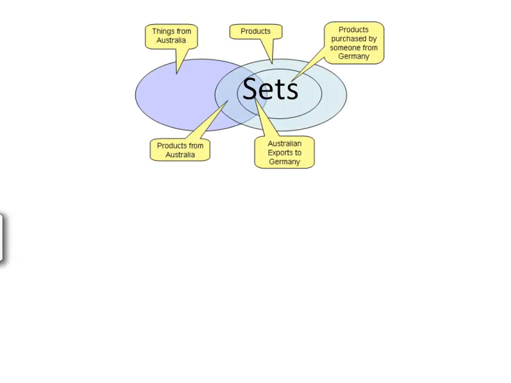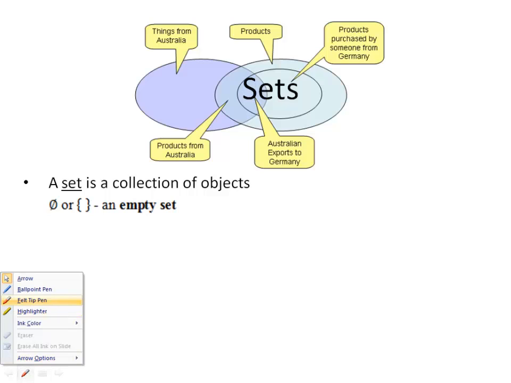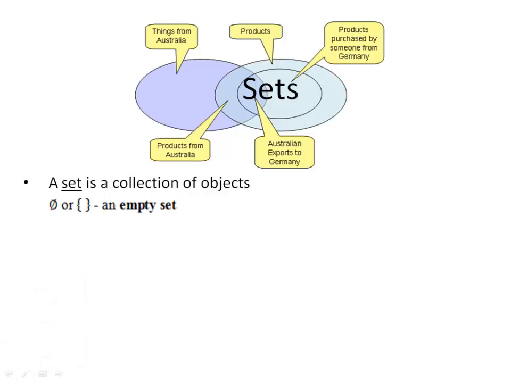This lesson is all about sets. Sets are collections of objects, items, products, etc. If you don't have any of those items in your set or collection, it's called an empty set. That is notated by a circle with a cross through it or an empty set of brackets. Do not combine the symbols, because if you write a set with an empty set in it, it's no longer empty, technically speaking. So either is fine.